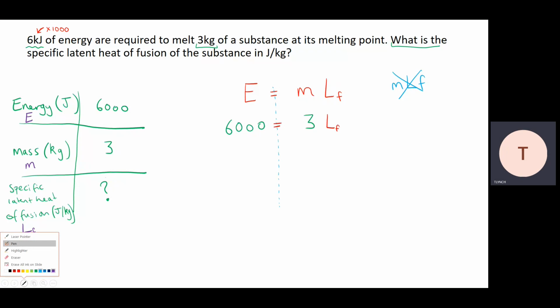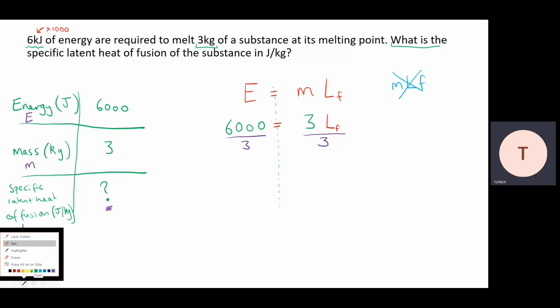What do we need to do now? Well, we're trying to find latent heat of fusion. Remember, we've got that question mark there. That's the goal of this question. You need to ask yourself, what do I need to do to both sides of that equation to get L to be on its own? Well, it's currently being multiplied by 3. To undo that multiplication, we need to divide it by 3. If I divide one side by 3, I have to divide the other side by 3. Whatever I do to one side, I do to the other side as well.